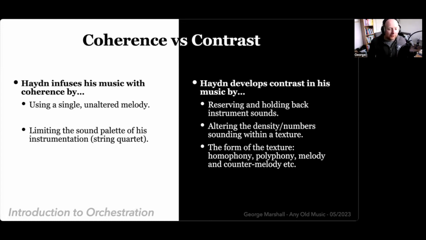By holding back certain instruments and introducing them in later variations, Haydn maximizes the contrast within the homogeneous string quartet. Contrast, on the other hand, at least here, refers to variation in texture, harmony, rhythm, and timbre, though variation could and often is also applied to melody in a variation form piece.